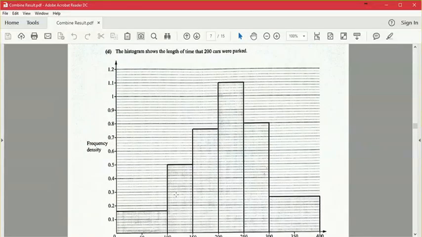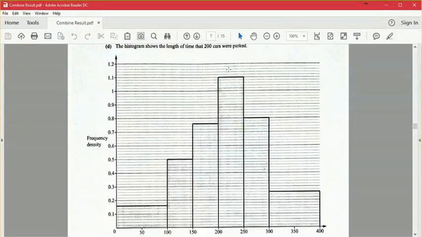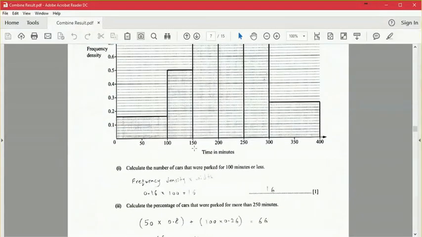Then there is a histogram that shows the length of time that 200 cars were parked. Calculate the number of cars that were parked for 100 minutes or less. Then for 100 minutes, here in the frequency density, it's 0.16. So frequency density times width. It's not visible, sorry for it. 0.16 times 100, the width. It gives us 16.